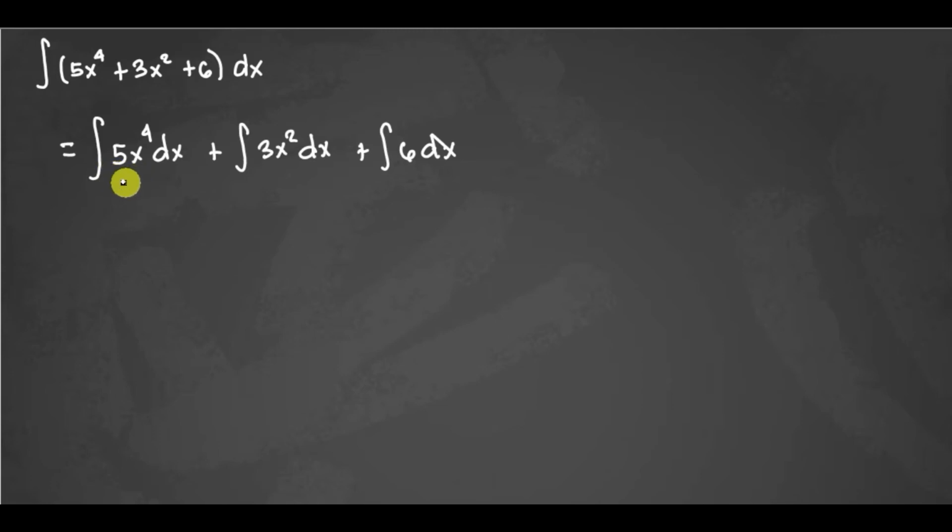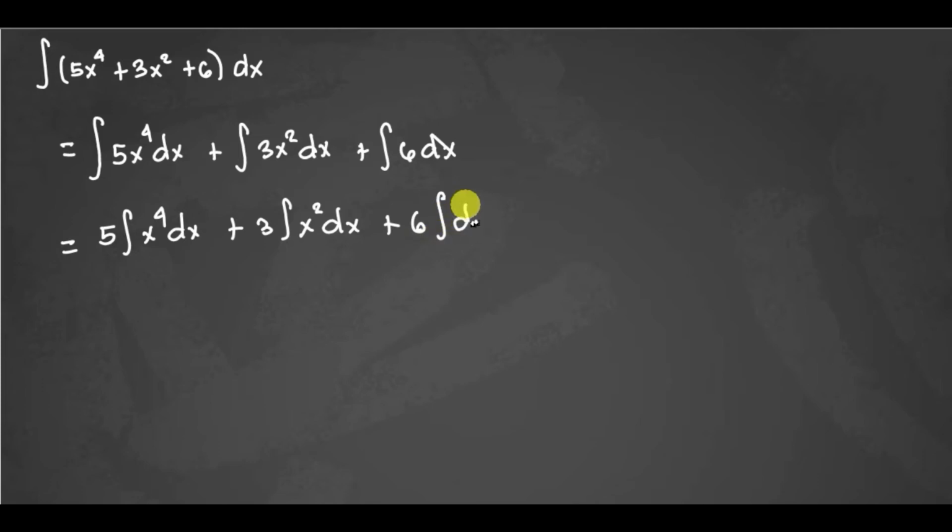Notice that each term has a constant factor, that is 5, 3, and 6, and we can take them outside of the integral symbol. Thus we will have 5 integral of x^4 dx plus 3 integral of x^2 dx plus 6 integral of dx.